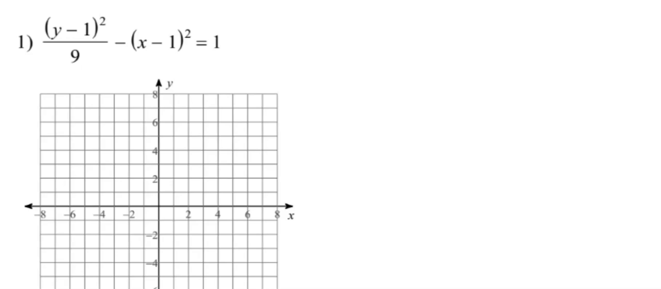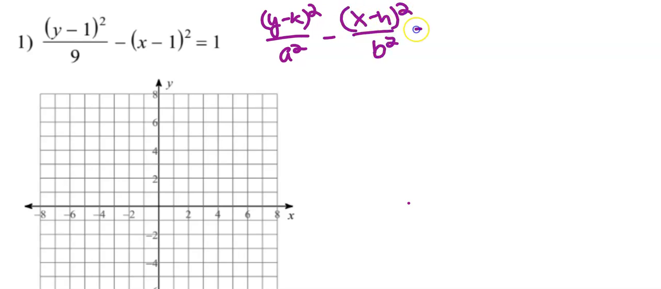So the first thing I want to do is just write it out in general form and identify the center. Notice our y squared is first here. So this is like saying y minus k squared over a squared minus x minus h squared over b squared equals 1. So the a squared term, remember it's always first with hyperbolas, is underneath the y. So I know it's going to be a hyperbola that is stretched out vertically like this, or has the vertical transverse axis to it.